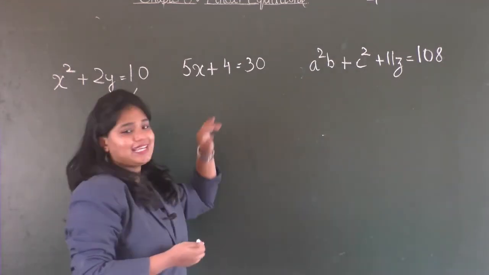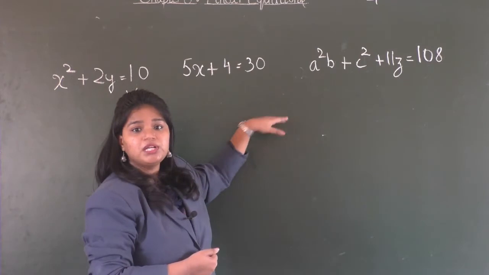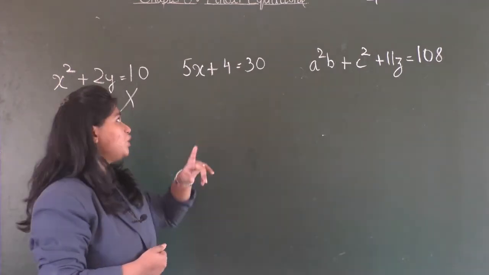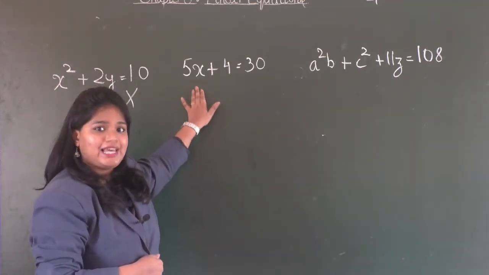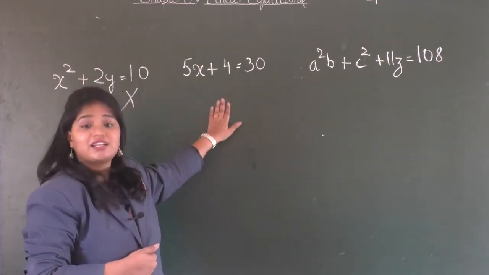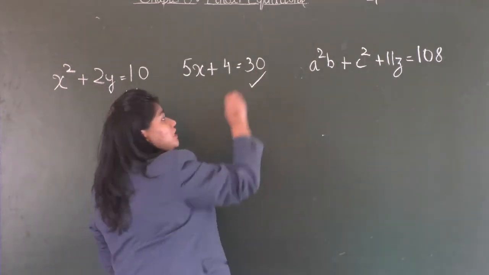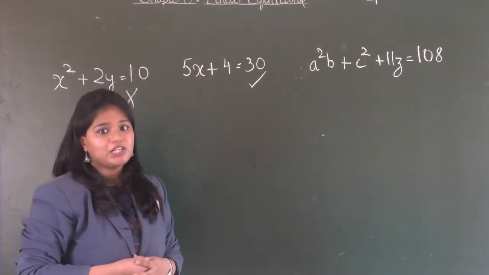Now let's look at the second example. Here we have 5x plus 4 equals to 30. Here we have only one variable involved, that is x. And what is the power of x? It is 1. So this satisfies the requirement for a linear equation. So we can consider this equation as a linear equation.